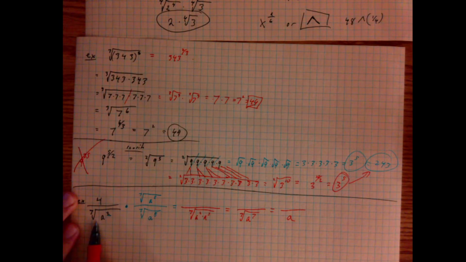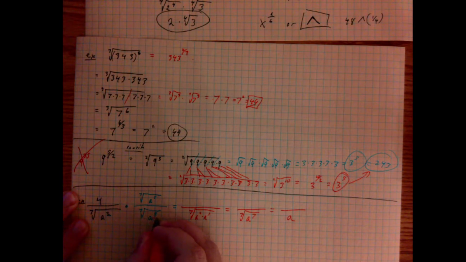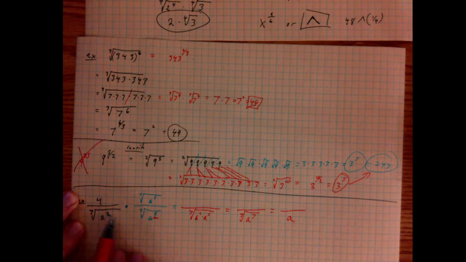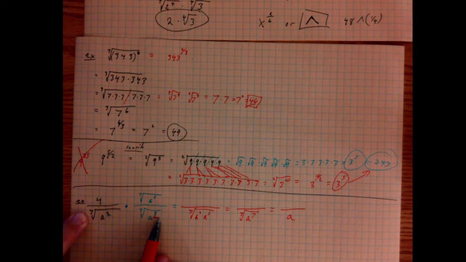So notice how my radical has disappeared. But I have to do it in such a way that makes my root match the power. So I had a power of 2. I need a power of 7, so I add 5 more. And I can't do it on just the bottom, so I make sure to do it on the top as well.